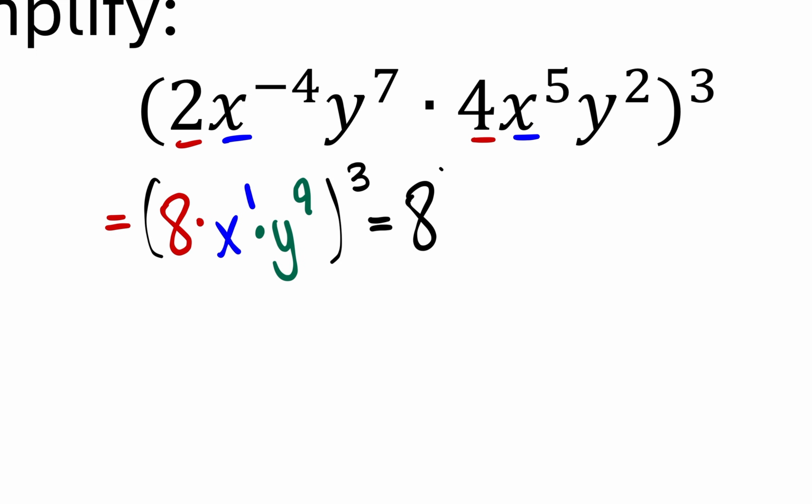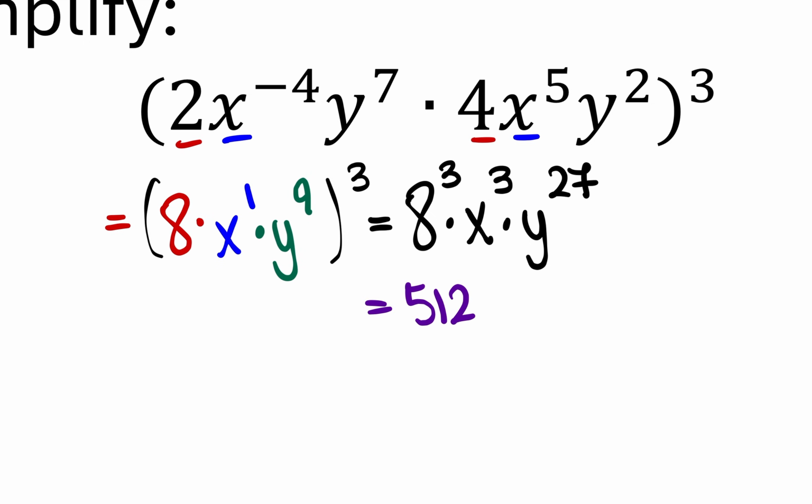That's going to give us what? 8 to the third times x to the third times y to the 27. And this is going to give us a final solution of 512 times x to the third, y to the 27th as the final solution.